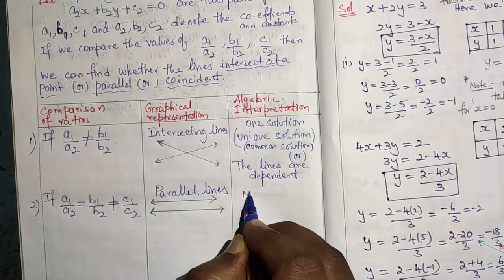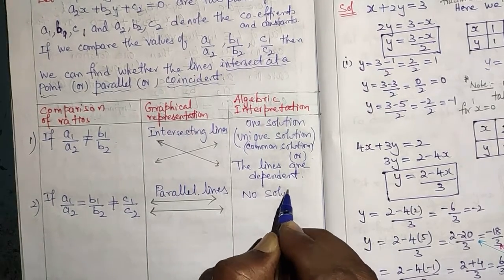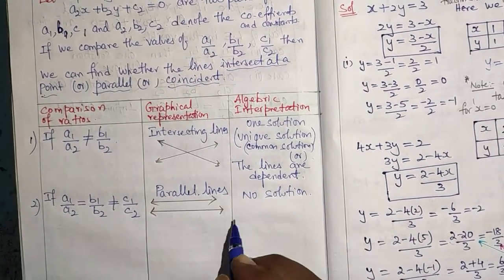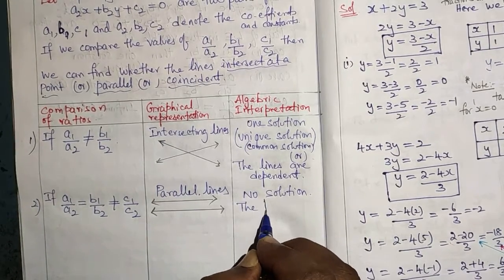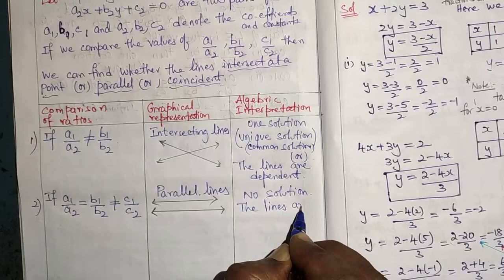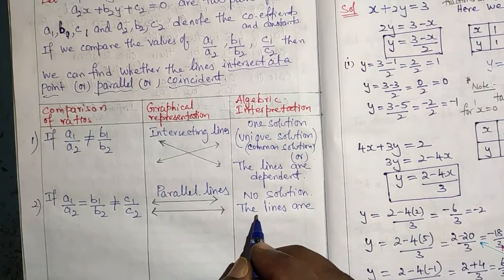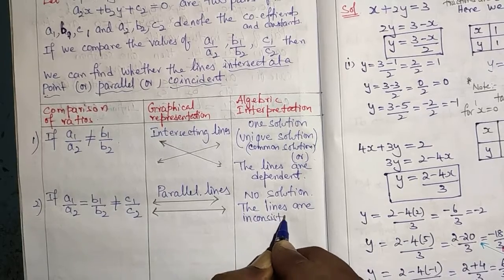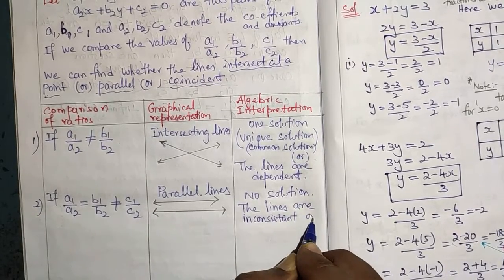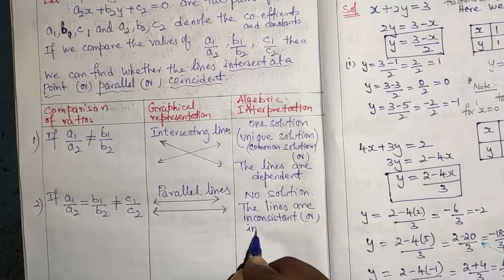For parallel lines, what did we see? There is no solution. That means we say the lines are inconsistent, or we can say independent.